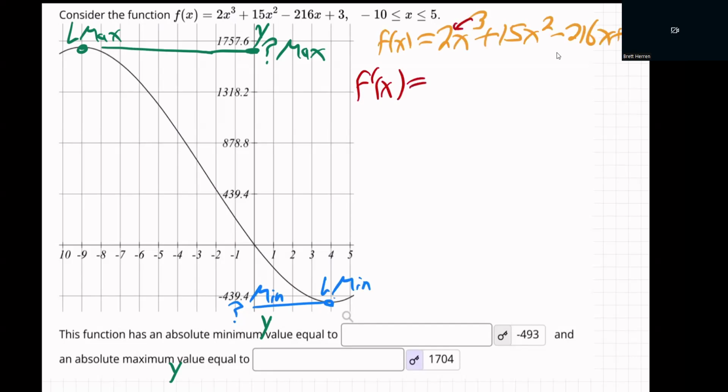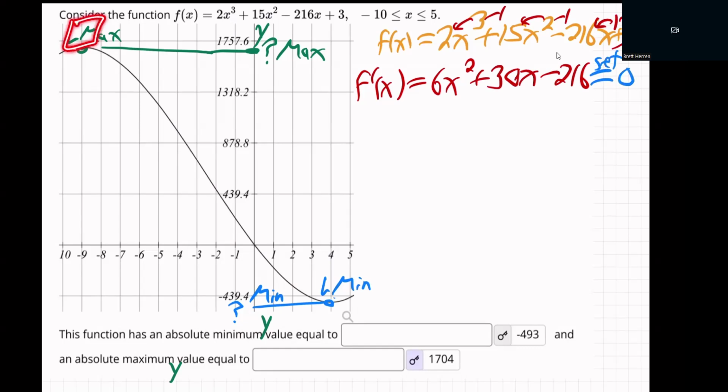Let's do the derivative. So bring that down. That'd be 6x squared, subtract 1. Bring that down. Plus 30 regular x, subtract 1. Minus 216, right? That 1 power comes down, and then subtract 1. That x is gone. And 3 is just gone, 0. Okay, so there's what's out. Then I set that equal to 0.